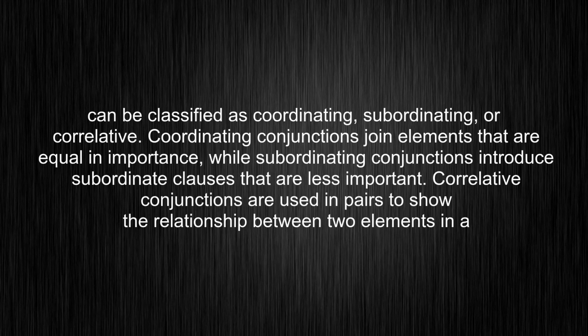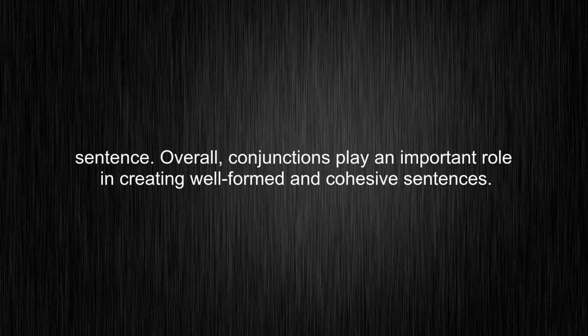Correlative conjunctions are used in pairs to show the relationship between two elements in a sentence. Overall, conjunctions play an important role in creating well-formed and cohesive sentences.